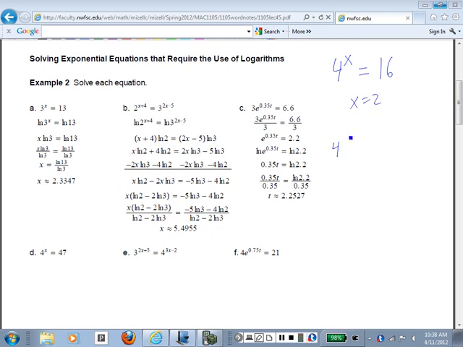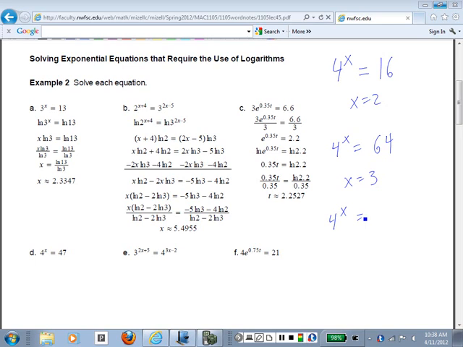How about 4 to the x power equals 64? Is it 4? 4 times 4 is 16. 16 times 4? 64. What about this one?